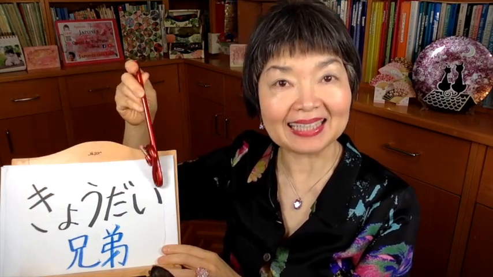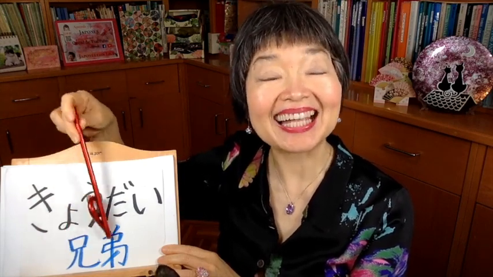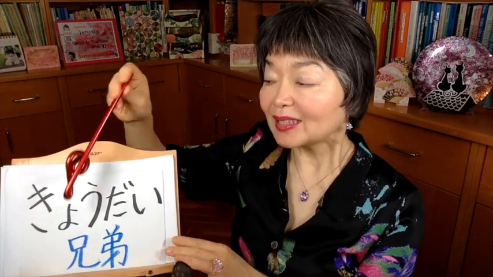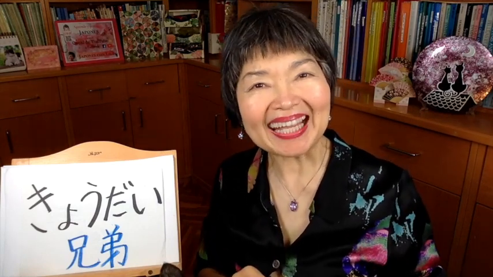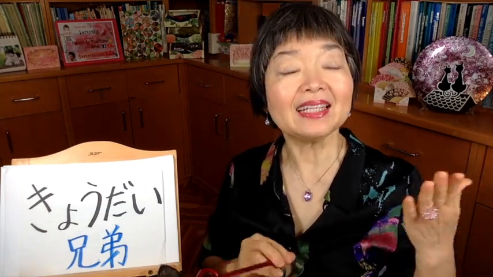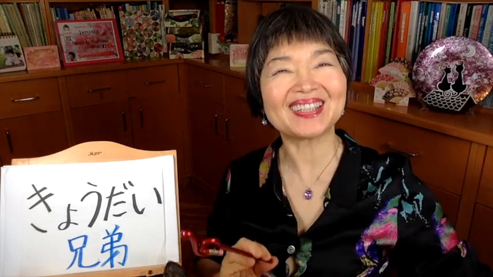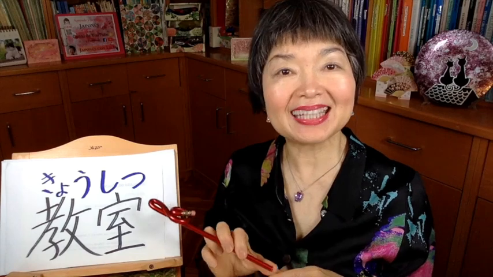Kyodai. This kanji from kyo, this is also oni-chan, ane, ani. Ani is elder brother. Ototo is younger brother. So kyodai means brothers. If I want to ask you, 兄弟がいますか? Do you have brothers? It can be brothers or sisters, but all in one, 兄弟, this is brothers. I hope you are writing down these vocabularies.